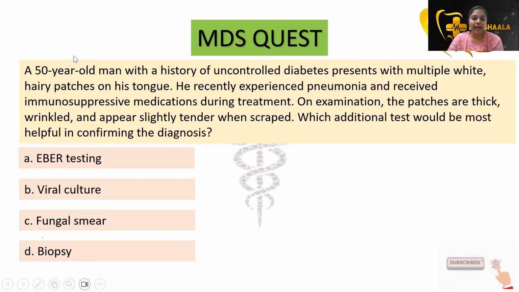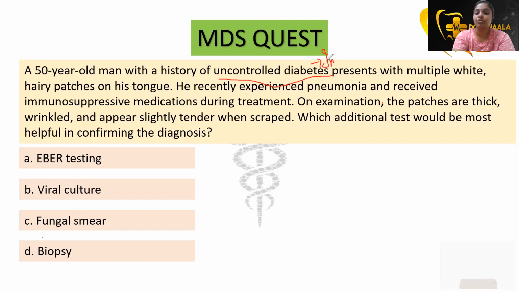A 50-year-old man with a history of uncontrolled diabetes. Uncontrolled diabetes shows you that the patient is immune suppressed. Whenever you find uncontrolled diabetes in the questions, you just have to keep in mind that the patient is immune suppressed. He presents with multiple white hairy patches on the tongue. He recently experienced pneumonia and received immunosuppressive medications during the treatment. On examination, the patches are thick, wrinkled, and appear slightly tender when scraped. Which additional test would confirm the diagnosis?